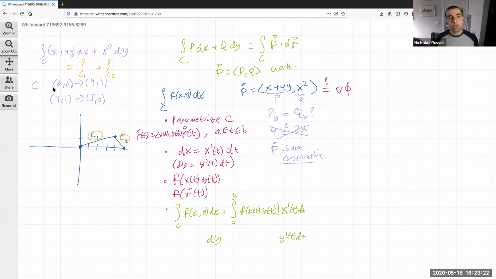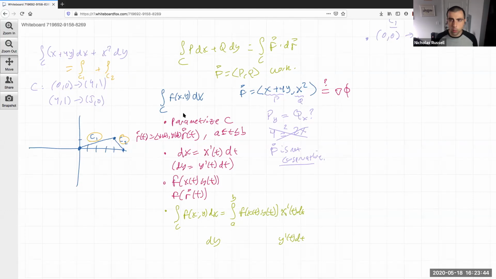Okay, so I'm going to do C1 here, just to show you the process. We can also include some of the cool questions we just got asked before, which was about parameterization. My first curve is from 0, 0 to 4, 1. It's a line segment. So my line segment here goes from 0, 0 to 4, 1. I'm going to do curve C1 here, and I can go ahead and try to do that.